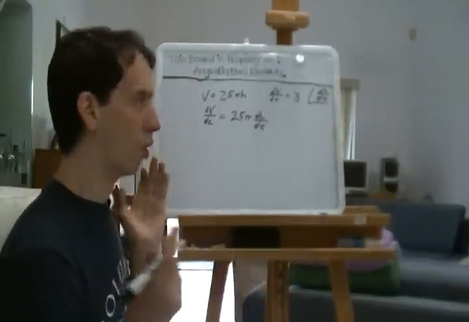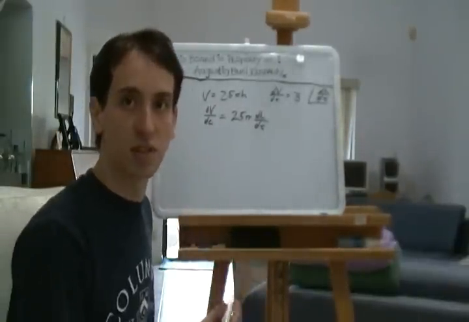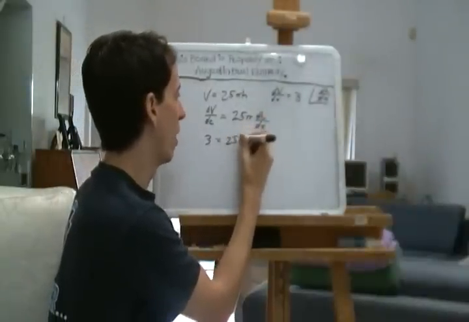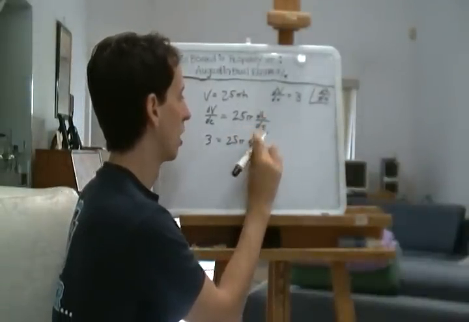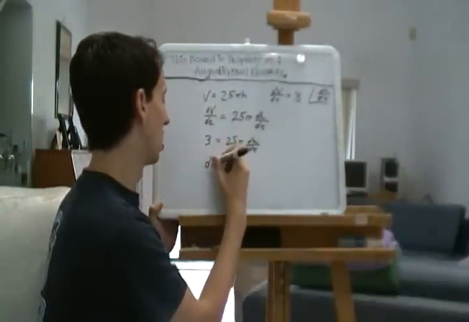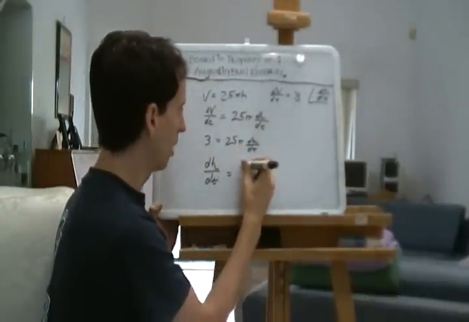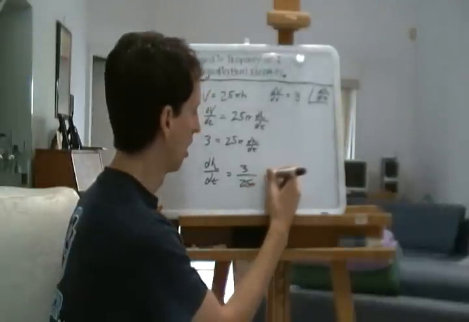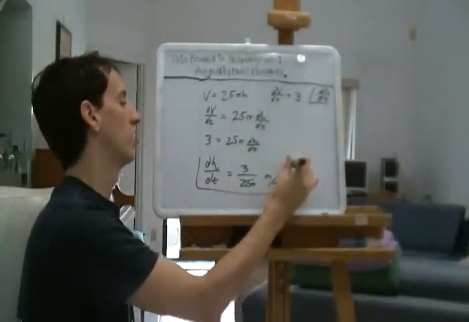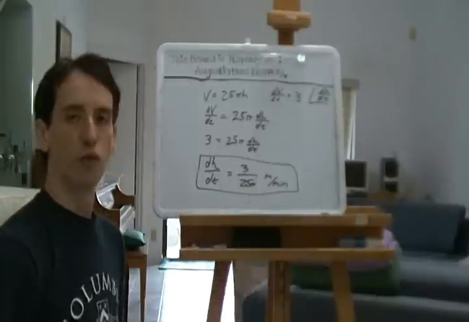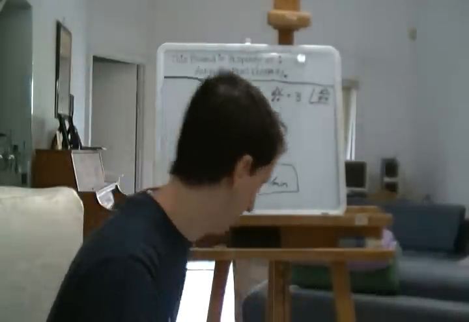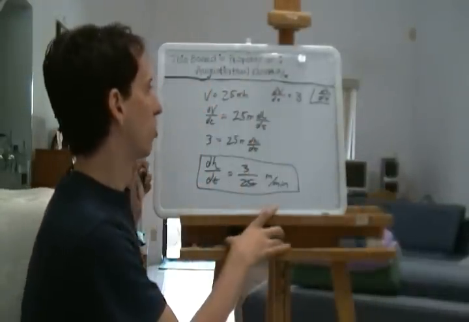And now, we're not done because we know what dV dt is. It's 3. So 3 equals 25 pi dH dt, or dH dt equals 3 over 25 pi meters per minute. So that is how fast it's increasing. 3 over 25 times pi meters per minute. And that's how we solve the big problem. Now, let me just erase this.